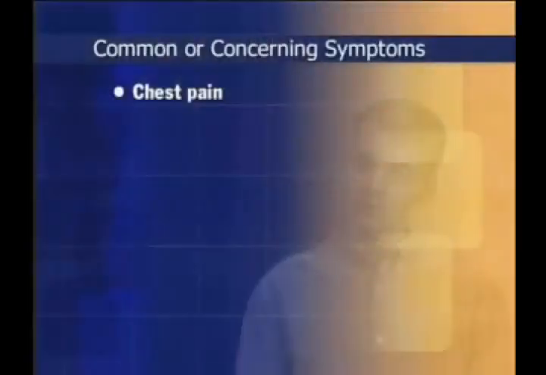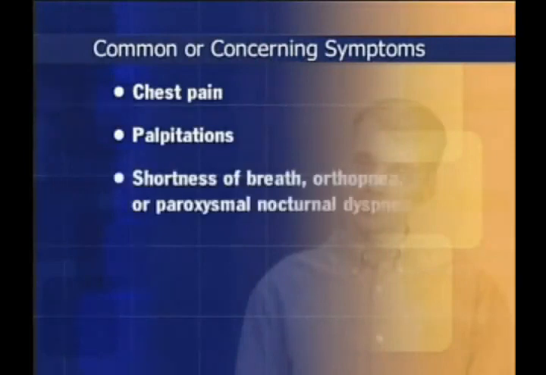In either case, you will record the patient's chief complaint along with common or concerning symptoms. Common or concerning symptoms relating to neck vessels and the heart include chest pain, palpitations, shortness of breath, orthopnea, or paroxysmal nocturnal dyspnea. By eliciting the patient's concerns before the examination, you prepare for an examination that is efficient and productive.